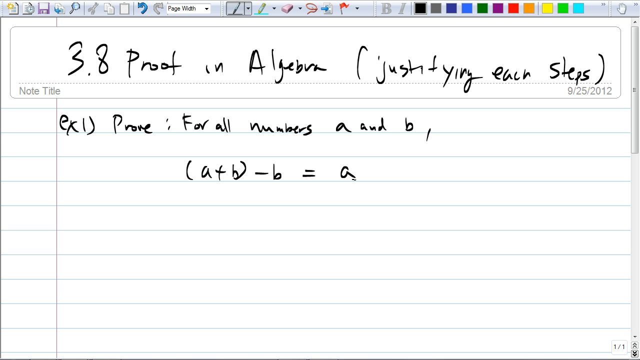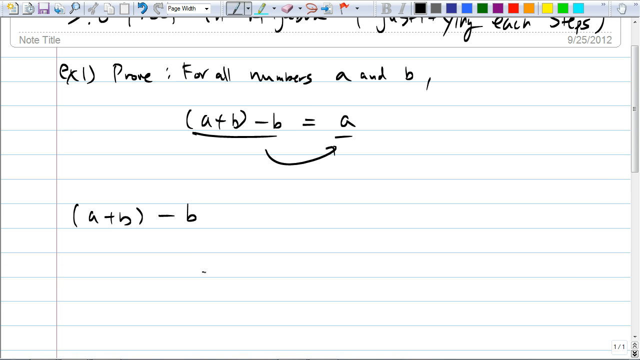So here, let's start with this. If I want to go from here to here, guess what we're going to start with, guys? Which statement are we going to start with? Parentheses a plus b minus b first, okay? And, of course, this is because of what? This is because of given. You see what I mean? Okay, so that's step 1.